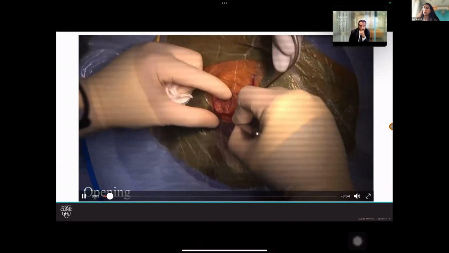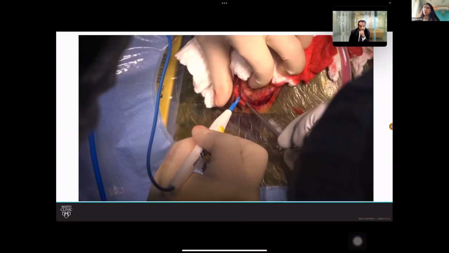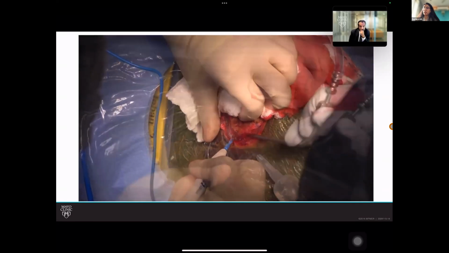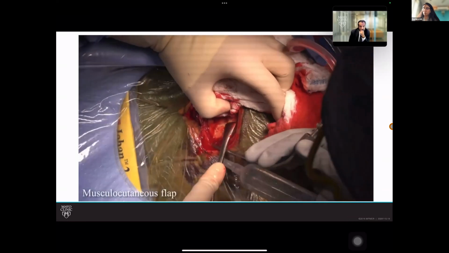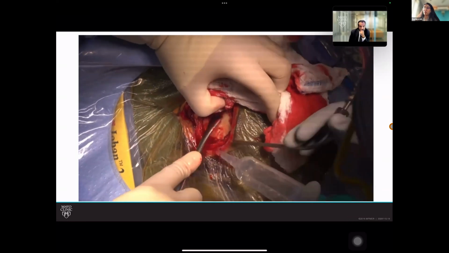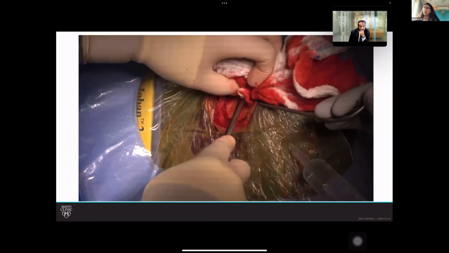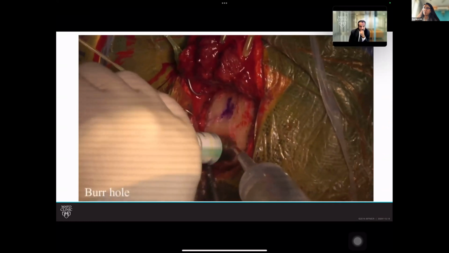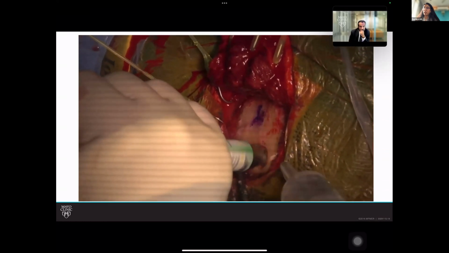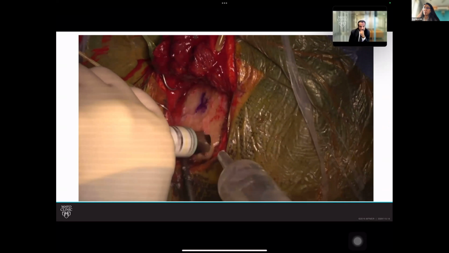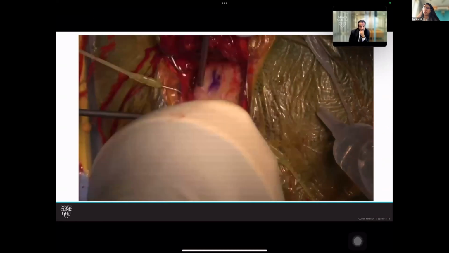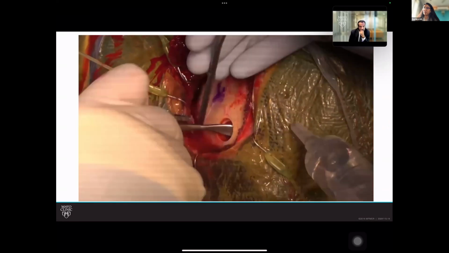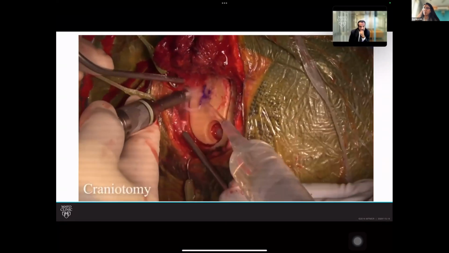So a skin incision was made, and the surgeon begins by creating a musculocutaneous flap. This musculocutaneous flap is retracted forward, and the muscle is dissected off the skull. Next step is to create a burr hole, and the dura is separated off. Next, the craniotomy was made.